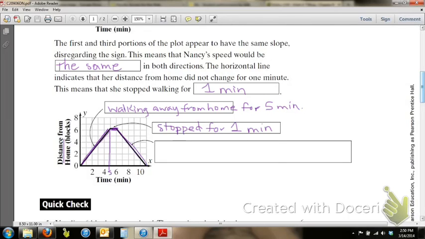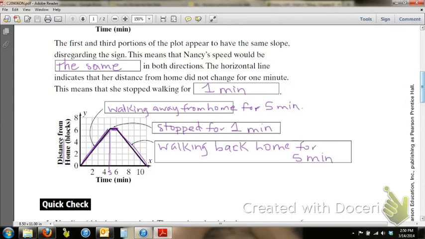And then her distance from home is getting smaller, which means that she's walking back home for 5 minutes again. Okay, so that's all we're doing.